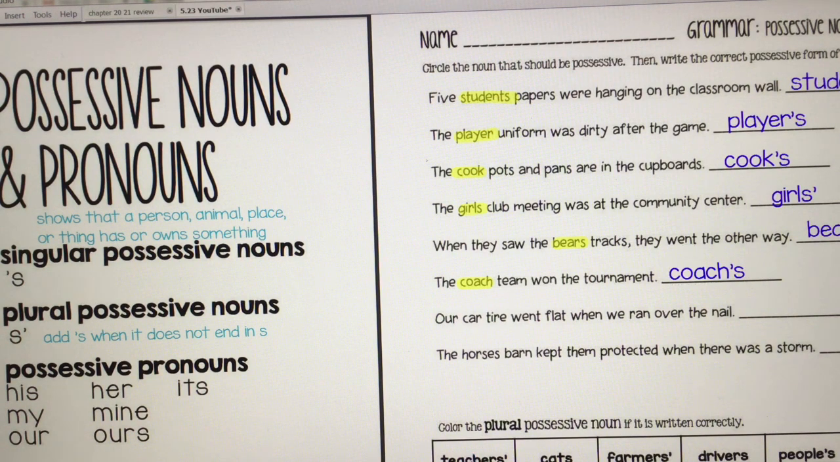Next one. Our car tire went flat when we ran over the nail. Ooh, that is not good, right? So whose tire? The car's tire, right? So it's singular, so then we're going to do car and apostrophe S.